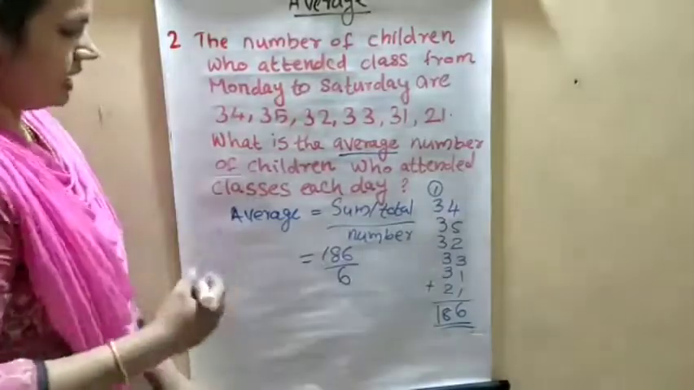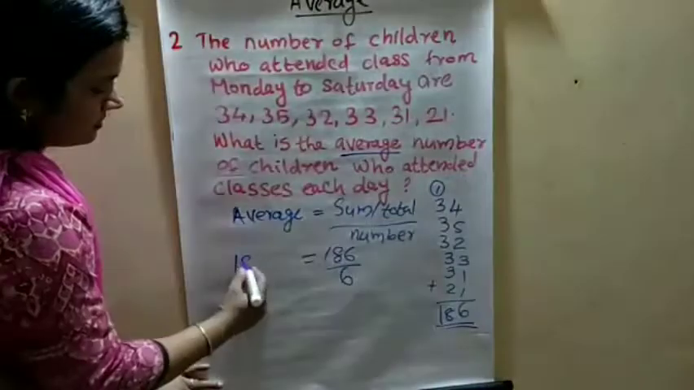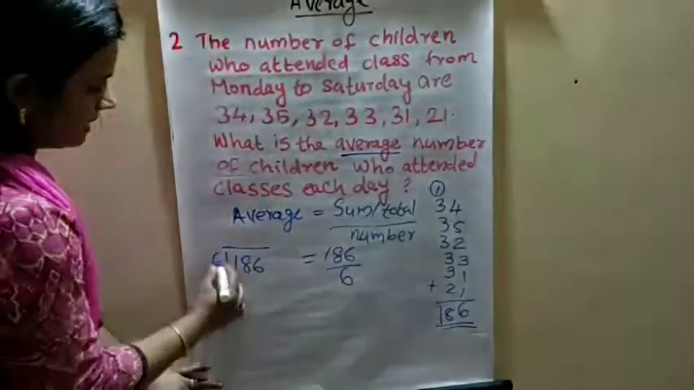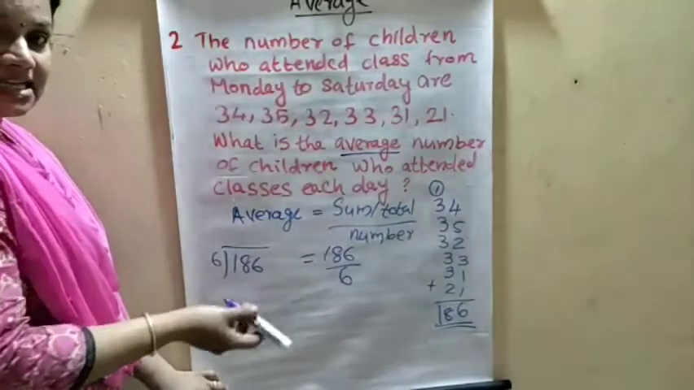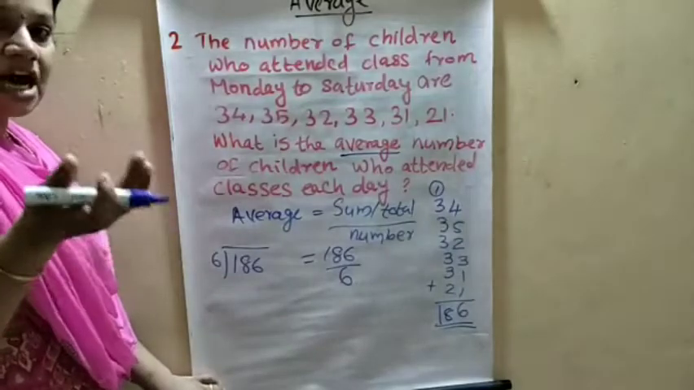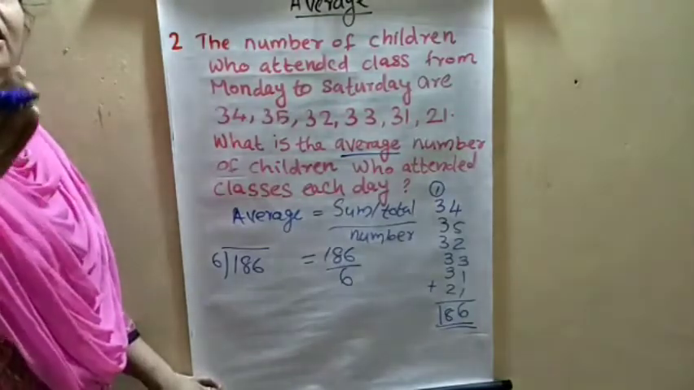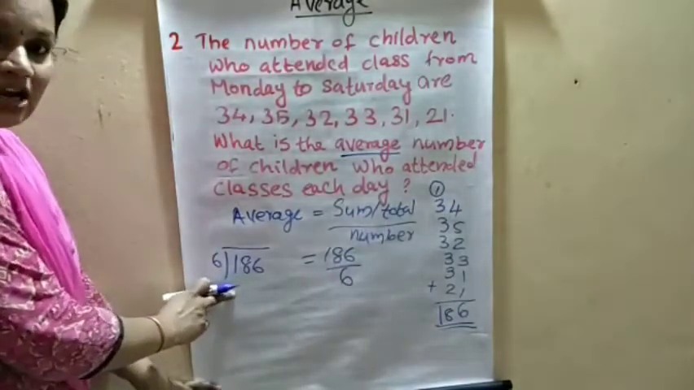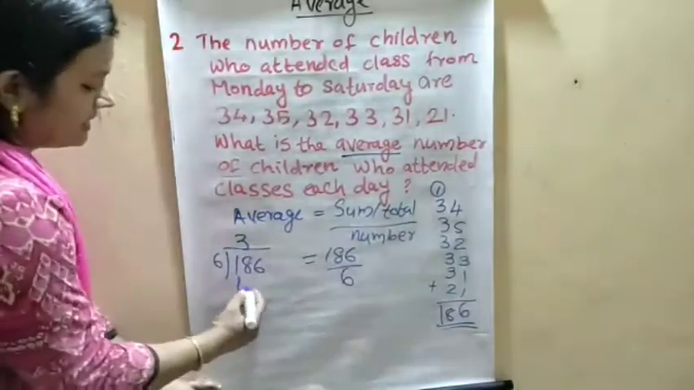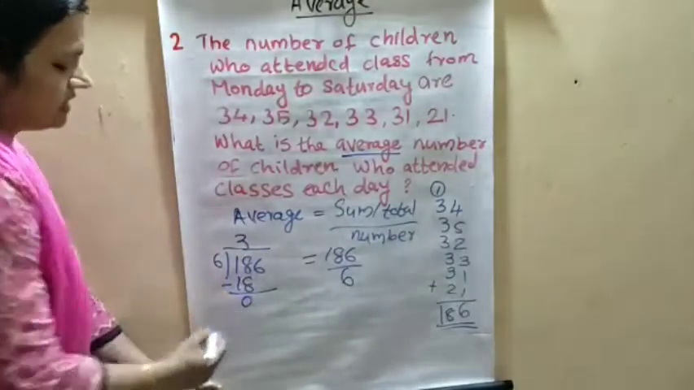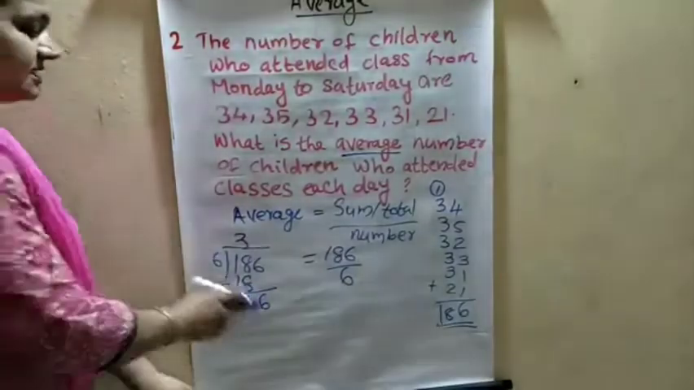Okay children, now we are doing 186 divided by 6. First of all say the table of 6. 6 ones are 6. 6 twos are 12. 6 threes are 18. 6 fours are 24. Here only 18. Then how many 6 in 18? 3 times. 6 threes are 18. Then 18 minus 18, 0. Then which number is here? 6. 6 is written down. Then 6, how many? 6 in 6.